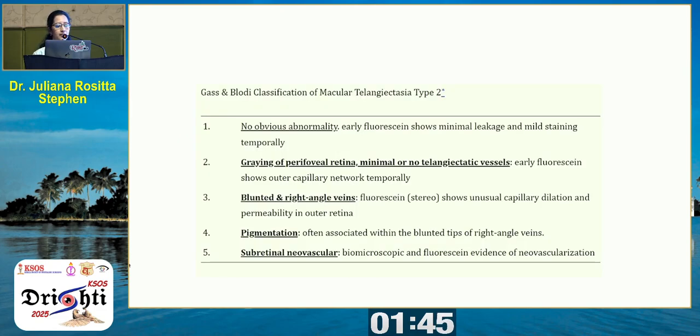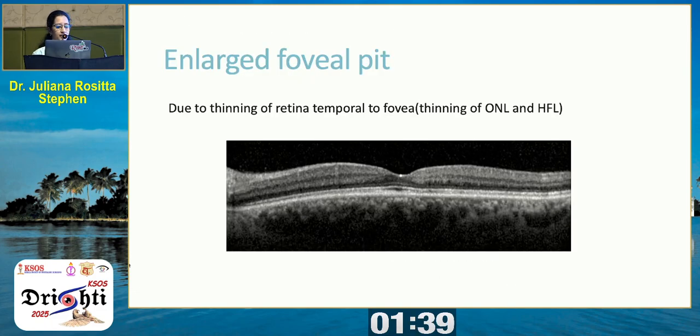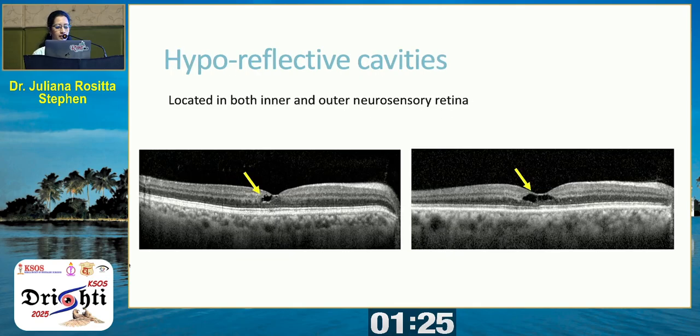This is a classification proposed by Gass and Blodi. This is an OCT based classification. The earliest OCT finding is the enlargement of the foveal pit due to the thinning of the retina temporal to the fovea. It occurs due to the thinning of ONL and Henle fiber layer temporal to the fovea. Hyporeflective cavities may appear located in both inner and outer neurosensory retina.